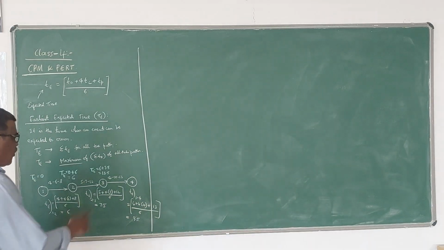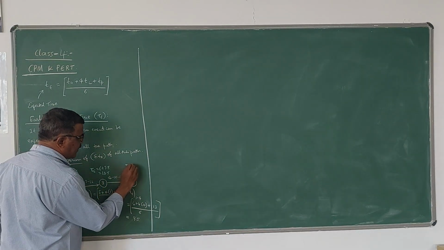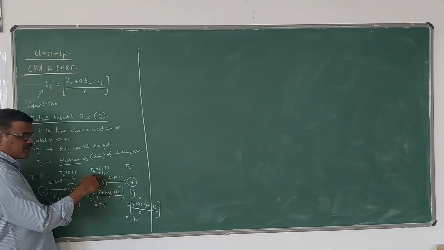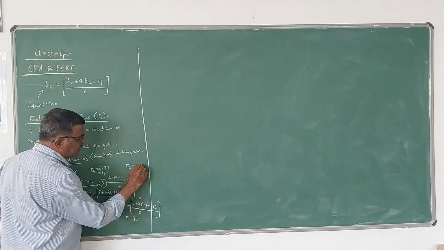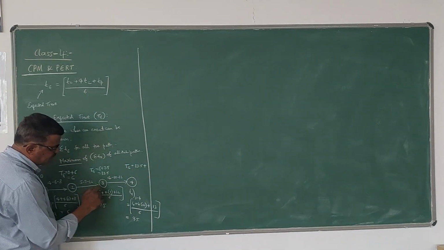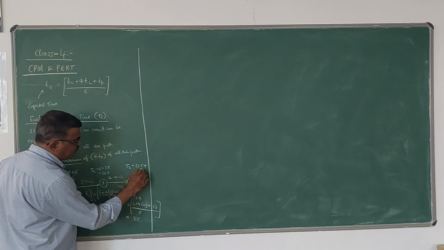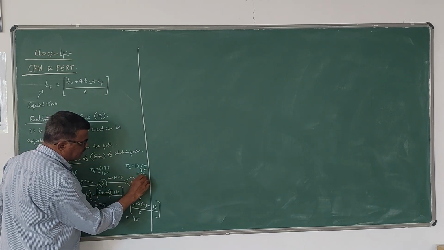Next, for event 4, TE will be equal to T of the previous one, that is 13.5, plus small t of this activity, which is 9.5. So totally it comes to 23.